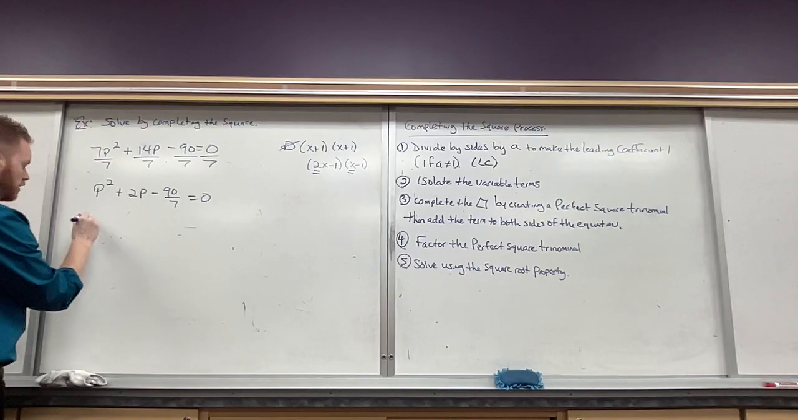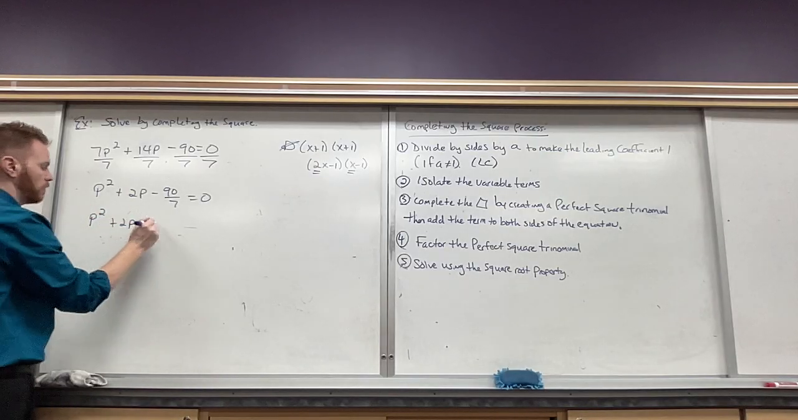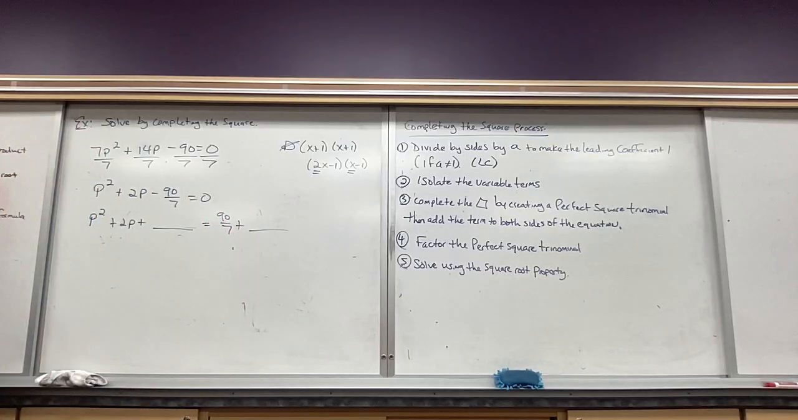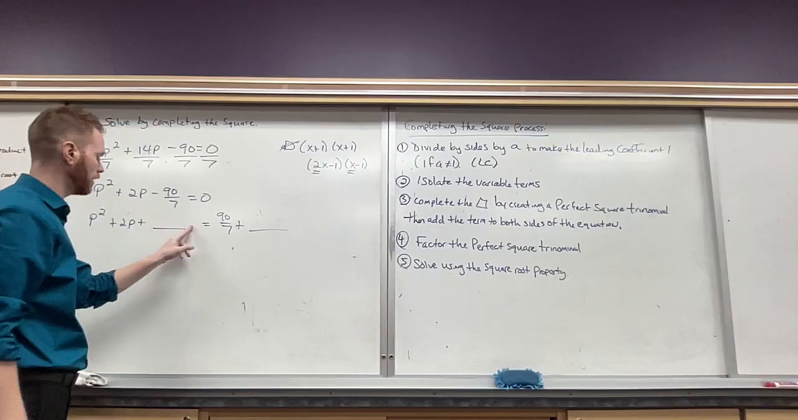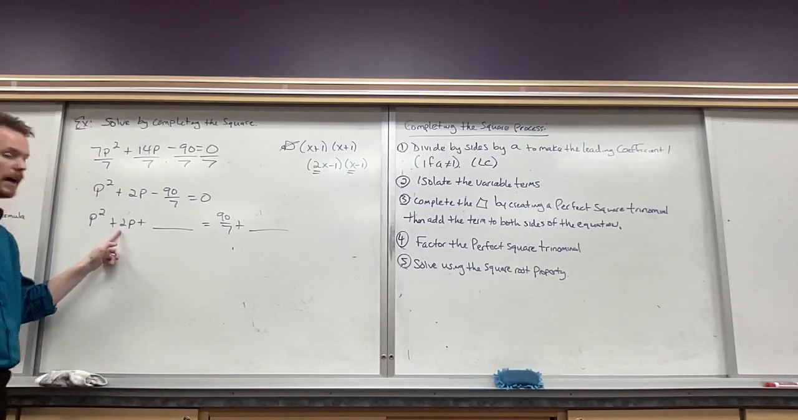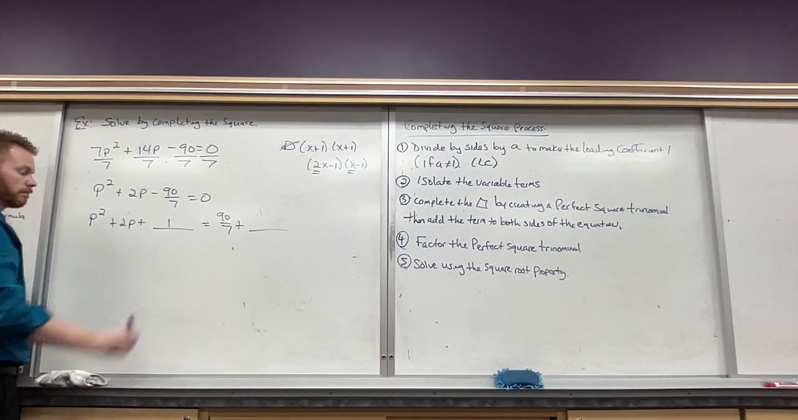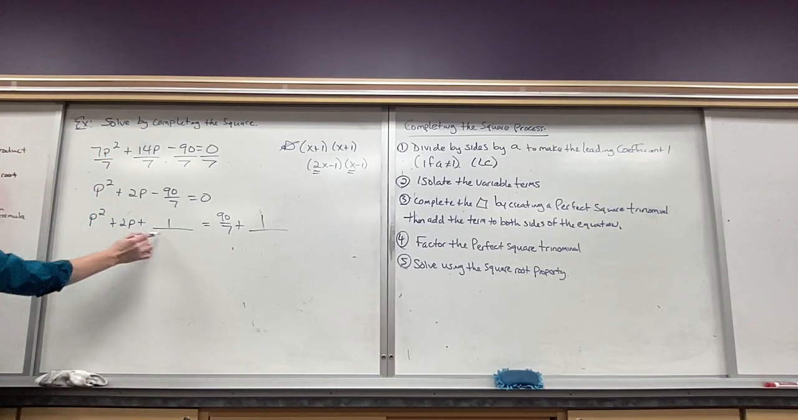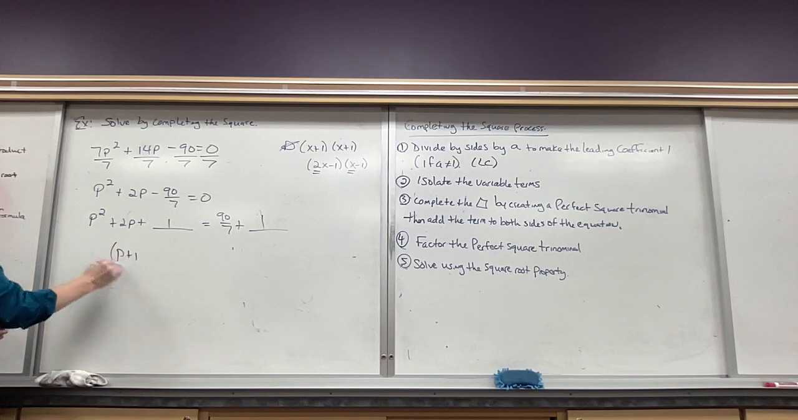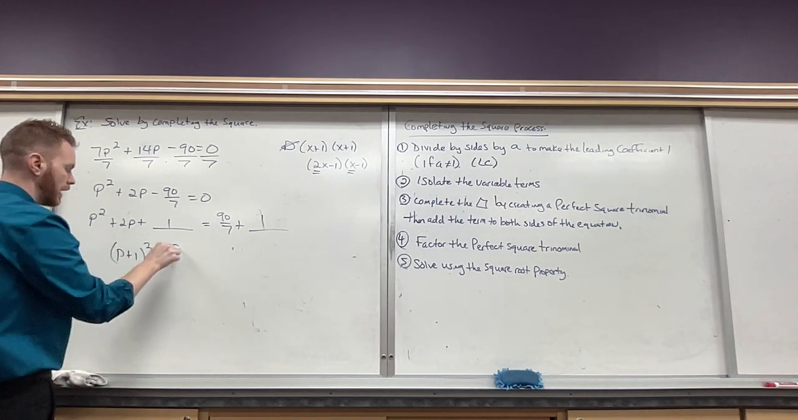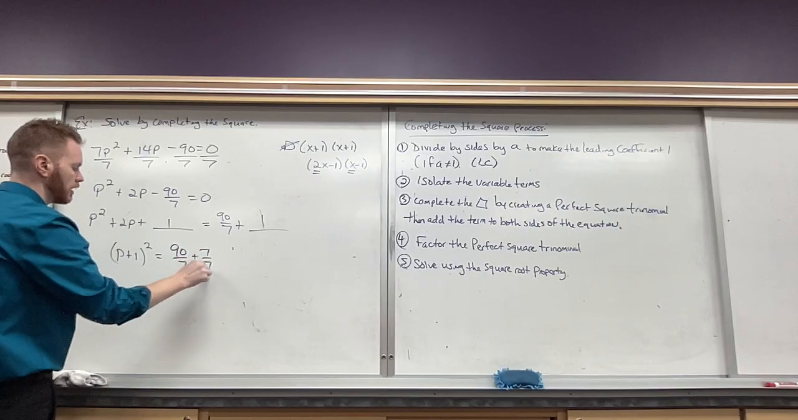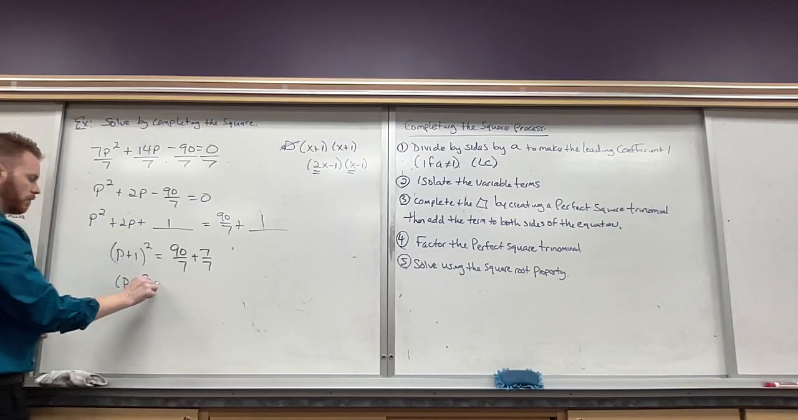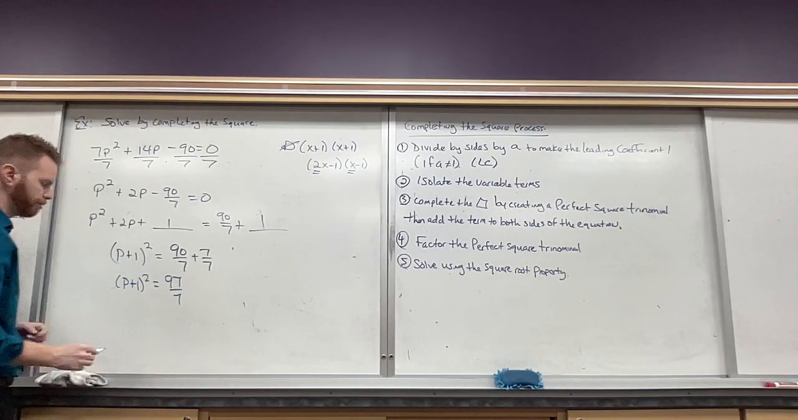Again, group the variables like we did before, just like that. It's okay to have a fraction there, right? We know how to work with them now. Take half your linear term, which is 1, square it is 1. Isn't that nice? Over here you get a 1, okay? Factor this side, it's just half the linear term, so it'll be p plus 1 squared. On this side, I'm going to go ahead and combine them into one fraction before I take the square root. So I get p plus 1 squared equals 97 over 7.